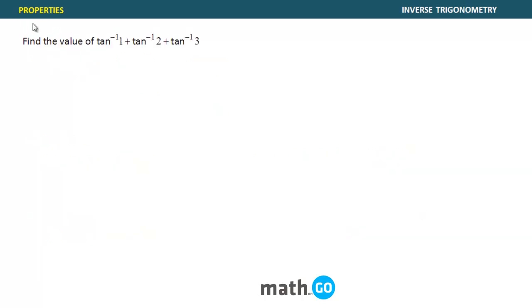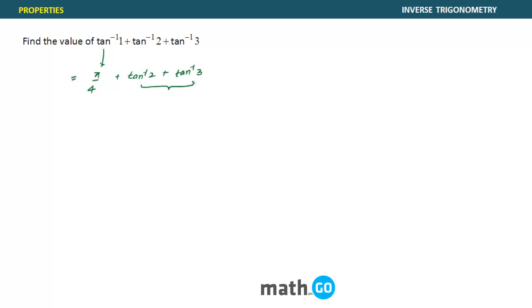Now let's apply them straight away in the question. The first question says tan inverse 1 plus tan inverse 2 plus tan inverse 3. We know tan inverse 1 is nothing but pi by 4. So we need to solve now tan inverse 2 plus tan inverse 3. This is what you need to solve.